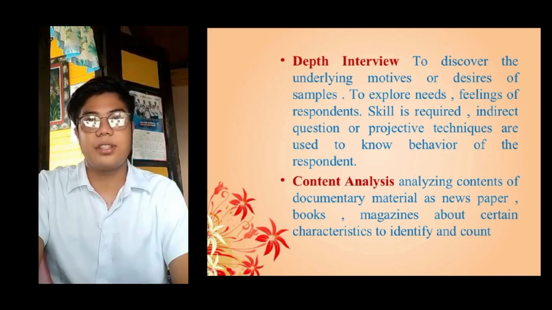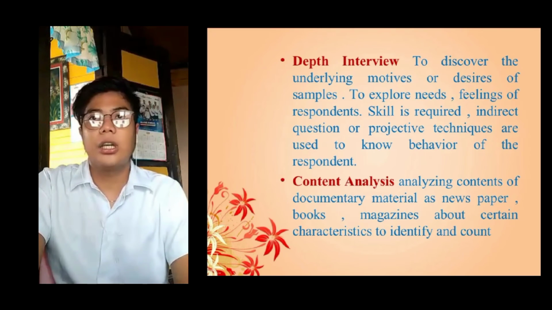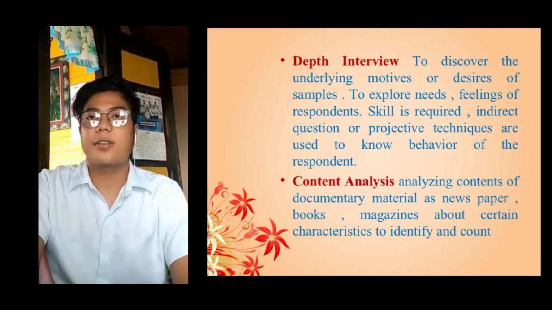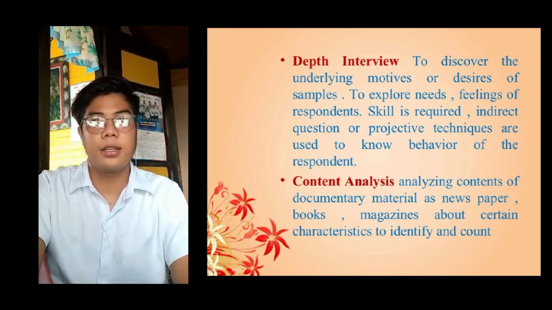Next one we have the depth interview to discover the underlying motives or desires of samples, to explore needs, feelings of respondents. Skill is required, and direct questions or projective techniques are used to know behavior of the respondent. Next one, we have the content analysis. So in here, analyzing contents of documentary material such as newspapers, books, magazines about certain characteristics to identify and count.